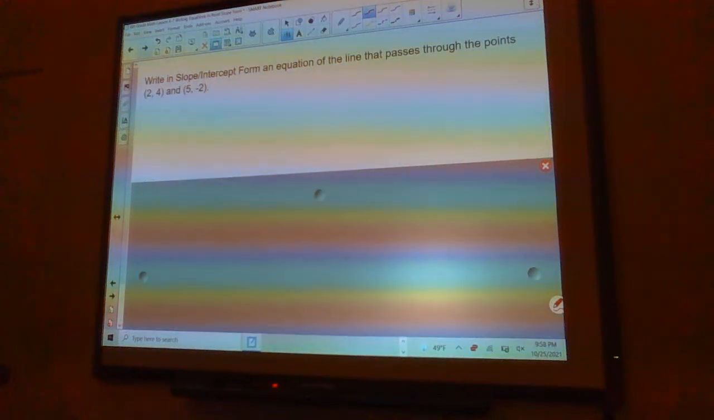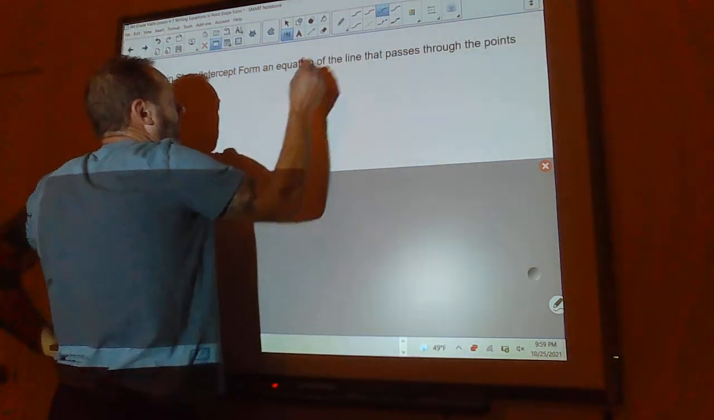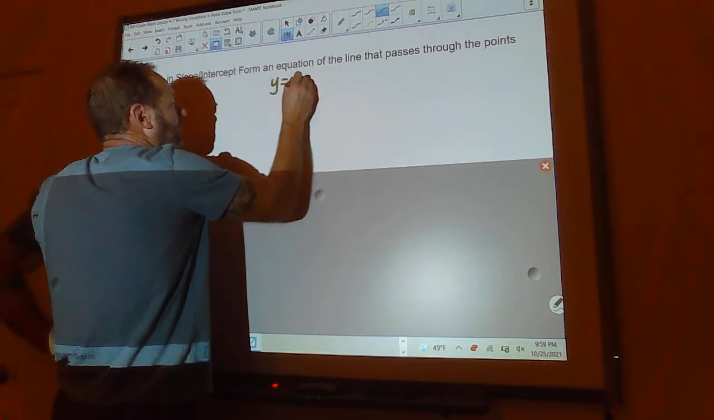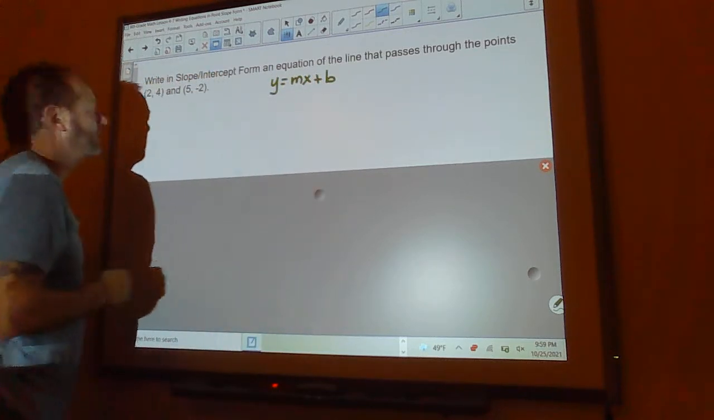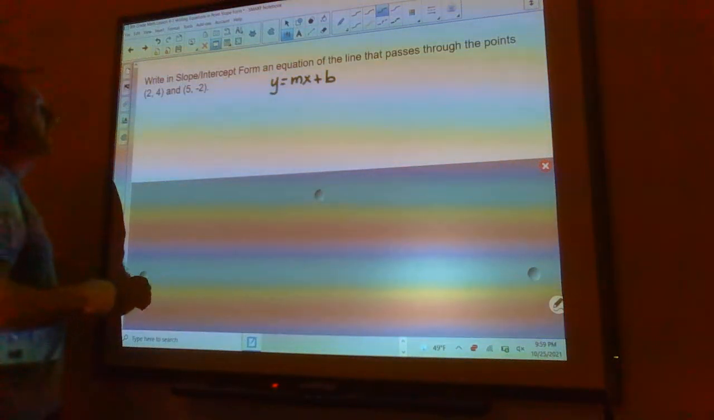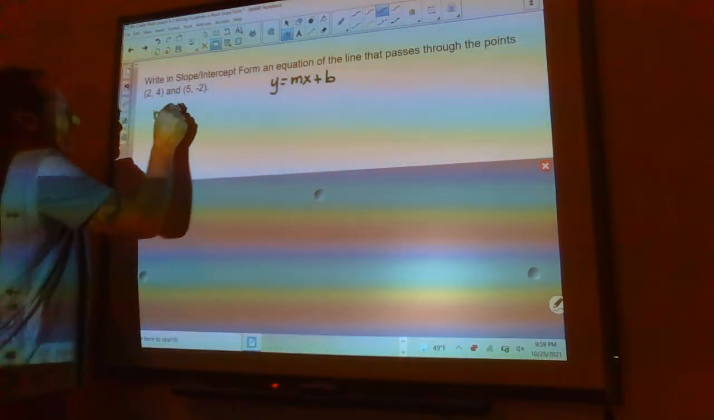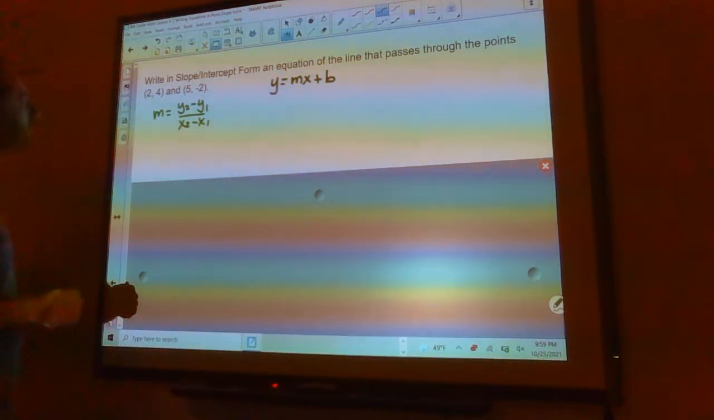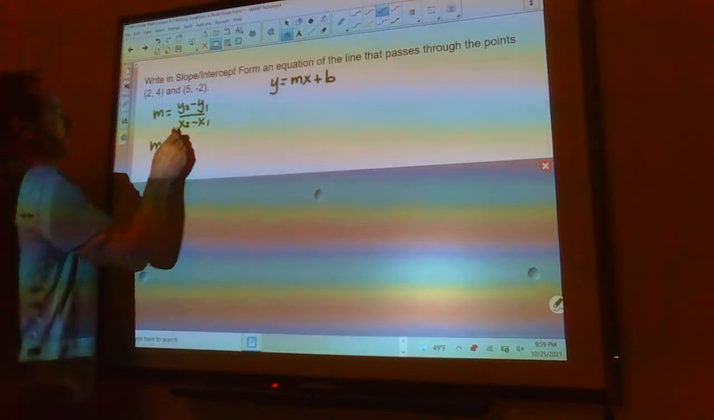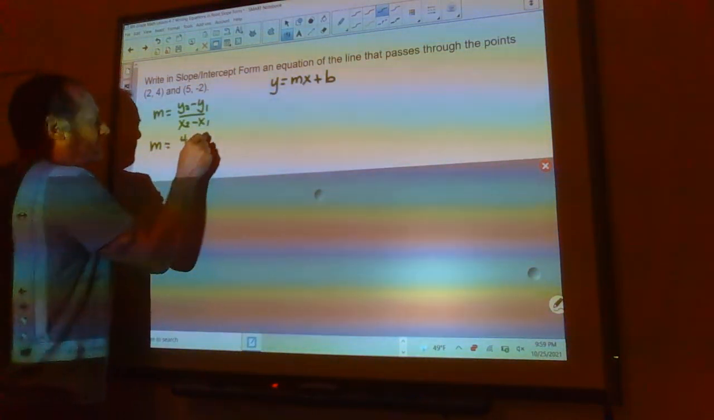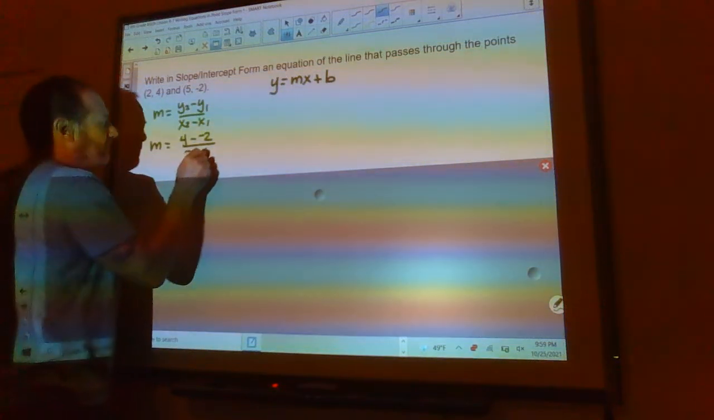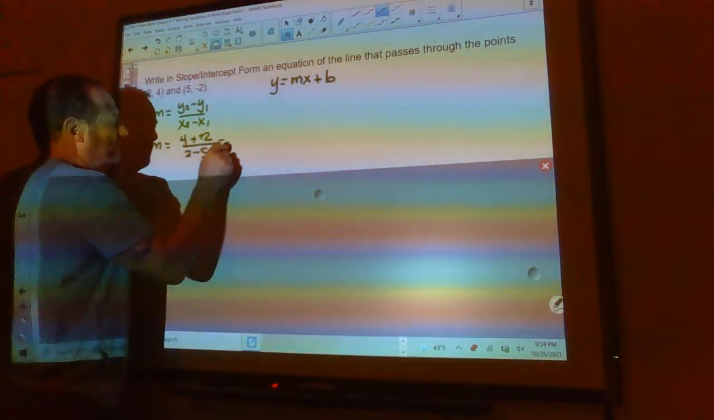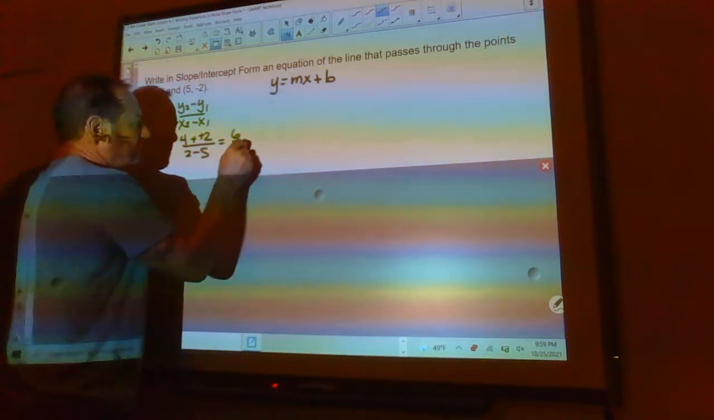Okay, write in slope-intercept form an equation of the line that passes through the points 2, 4, and 5, -2. Okay, so remember, slope-intercept form is y equals mx plus b. So the first thing we got to do is calculate m. M is the difference in the y's over the difference in the x's. So this is going to be 4 minus -2 over 2 minus 5. That becomes plus a positive. This is going to be 6 on the top and -3 on the bottom, so this is -2.